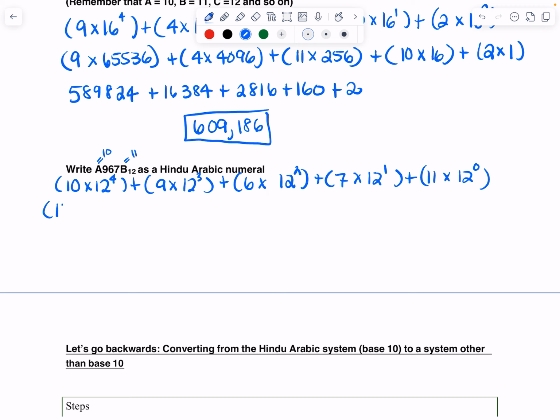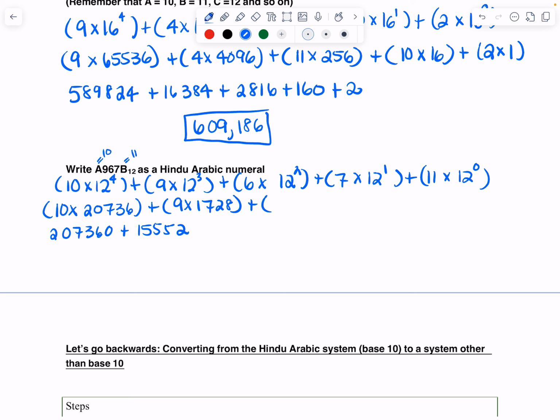So I'm going to get the calculator out. I'm going to do 10 times 12 to the fourth, and that's 20736. I'm going to multiply that out times 10. You're basically just adding a 0 behind that 6. So 207,360 plus. Now I need to find 9 times 12 to the third. I get 1728. I'm going to multiply that by 9 in my calculator to find out that that equals 15552.